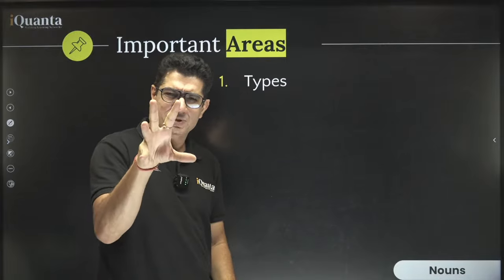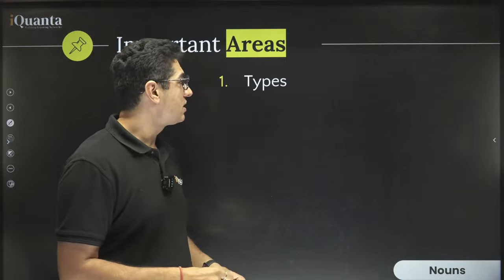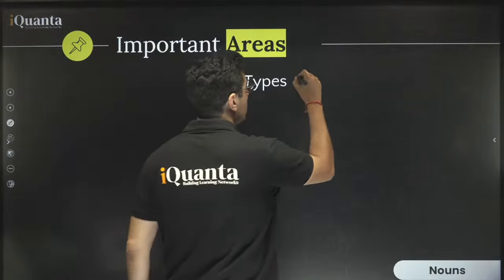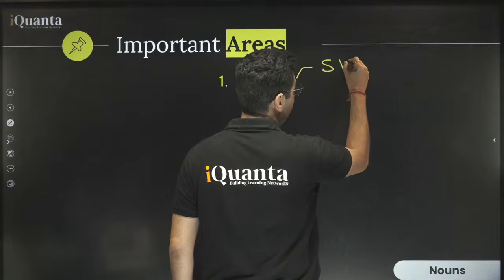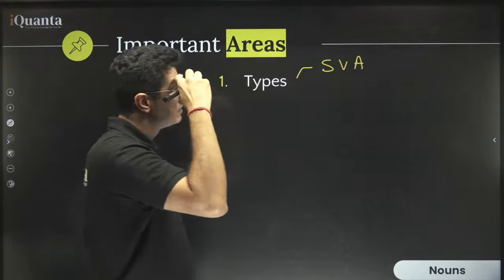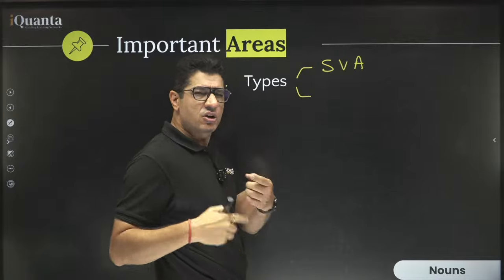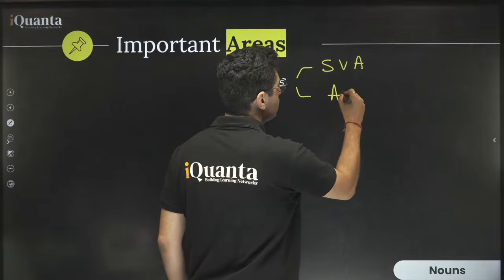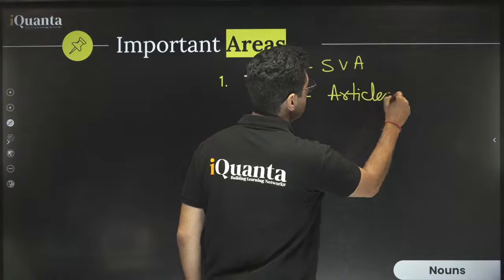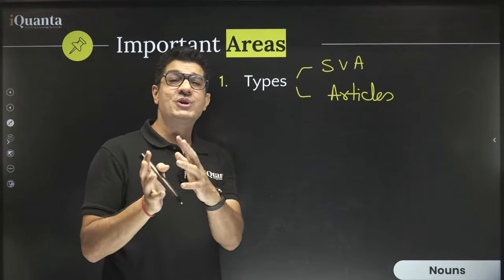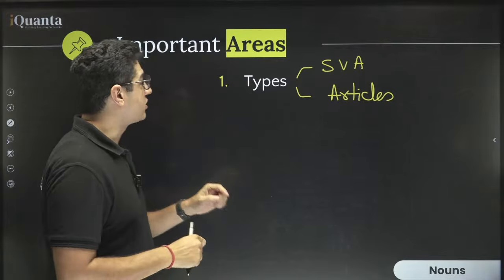Remember those types? Why are they important? They are important because they will help you in taking care of errors based on subject-verb agreement, and they will help you take care of the errors based on articles. So make sure that when you look at a particular noun, you know which type, which category it belongs to.